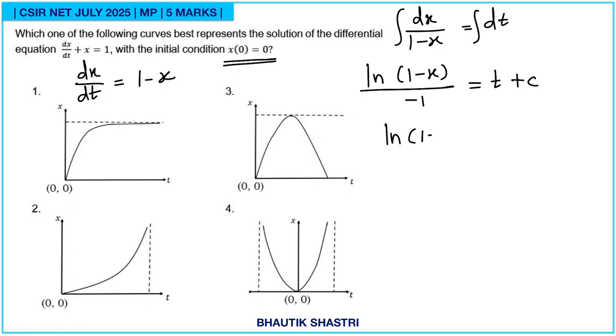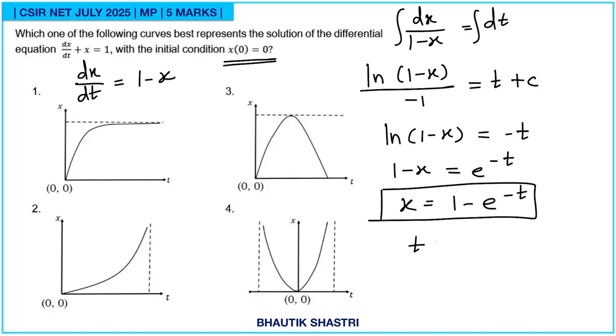So we have ln of (1 minus x) is equal to minus t. 1 minus x is e raised to minus t. x is 1 minus e raised to minus t. Now if t is equal to 0, that means x is 0. If t tends to infinity, that means x tends to 1. So initially it should be 0, and then finally as t tends to infinity, x should be equal to 1. That means option 1 is correct.